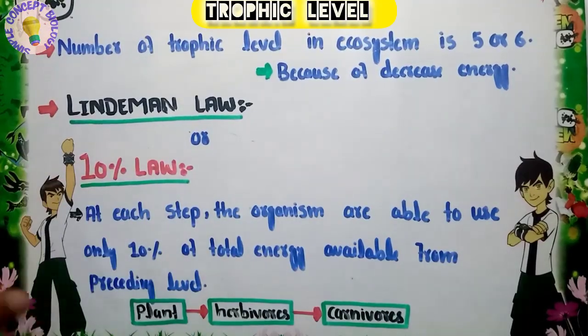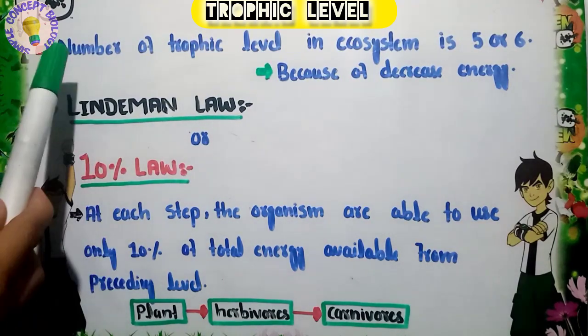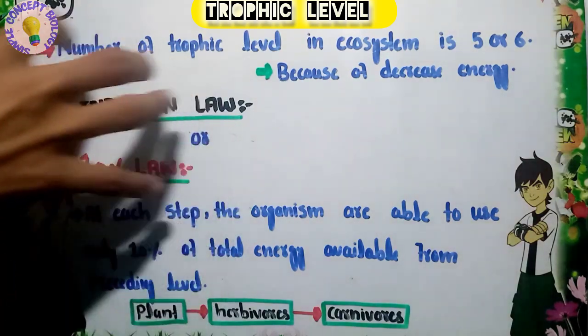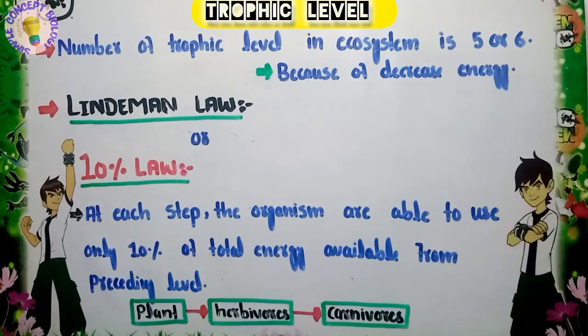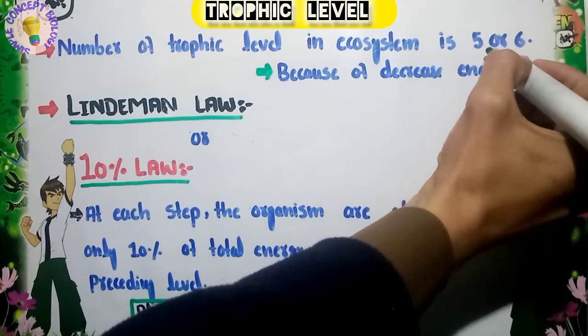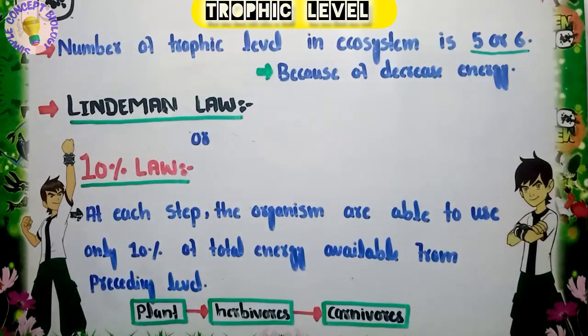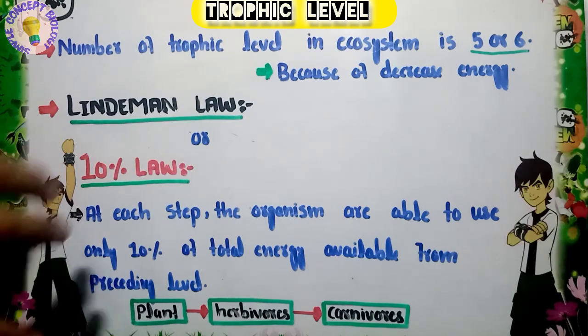Now let's talk about the number of trophic levels that exist in any ecosystem or food chain. Normally, the number of trophic levels that exist in an ecosystem is mainly 5 or 6. So the number of trophic levels is limited in a food chain or in ecosystems. There may be 5, or a maximum of 6. So why is the number of trophic levels limited?